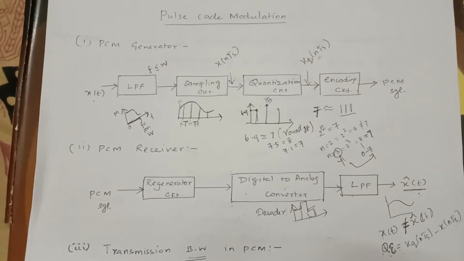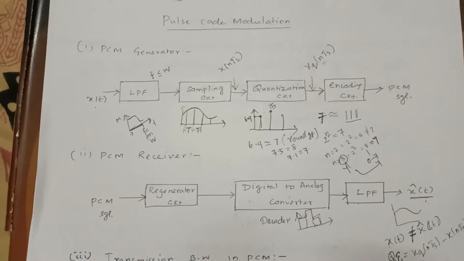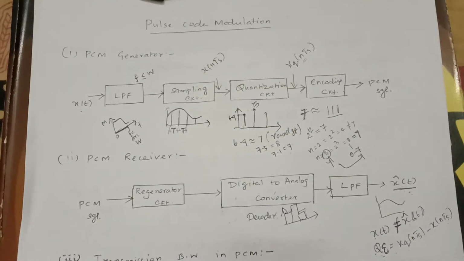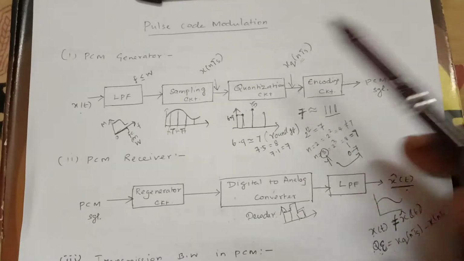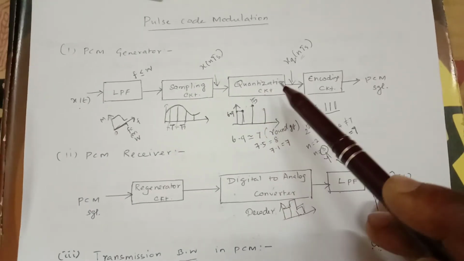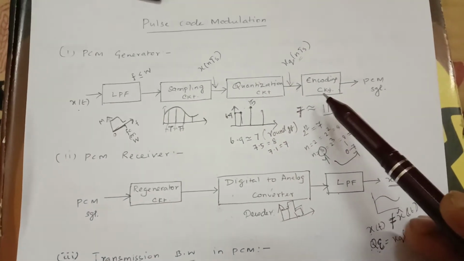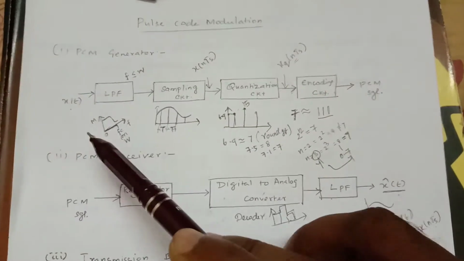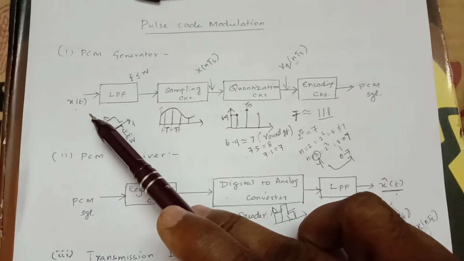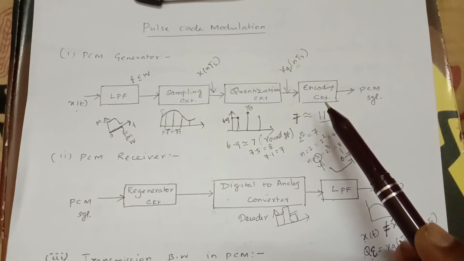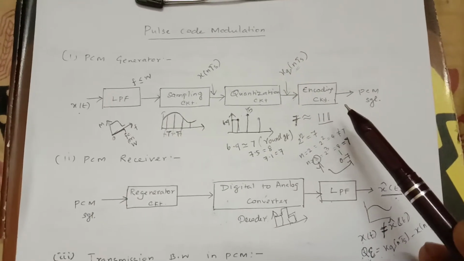technique. In pulse code modulation, there are two important sections. First one is the PCM generator. It has four important components. First one is the low pass filter, second one is the sampling circuit, third one is the quantization circuit, fourth one is the encoding circuit. Let us discuss one by one in detail. Here the input signal is denoted as x of t, and at the end of the encoding circuit, we have the PCM signal.